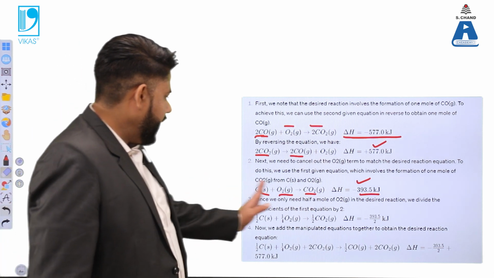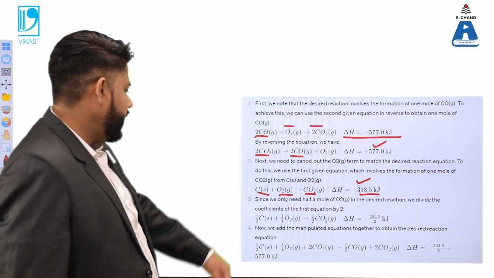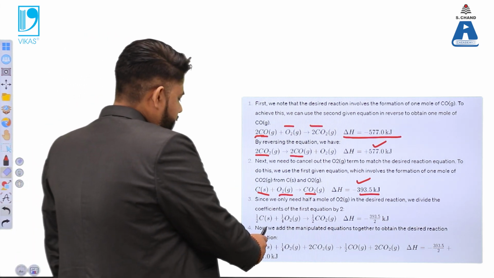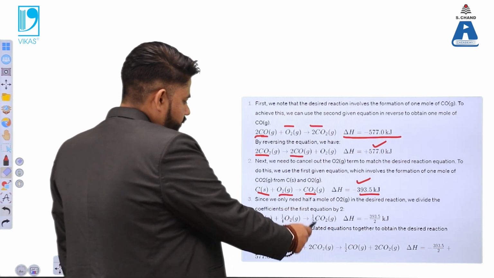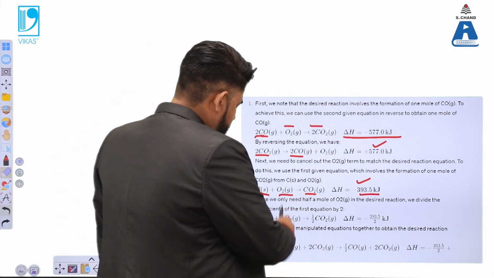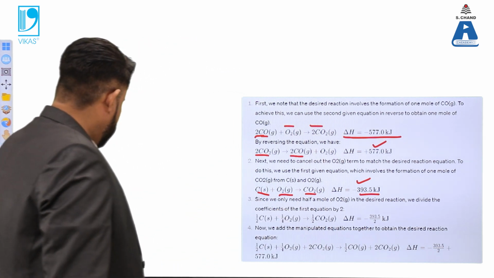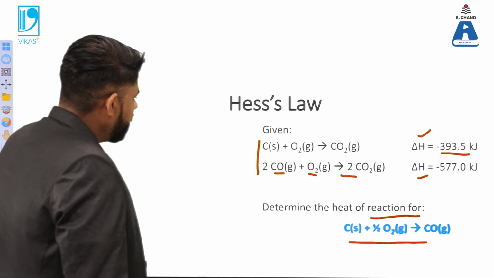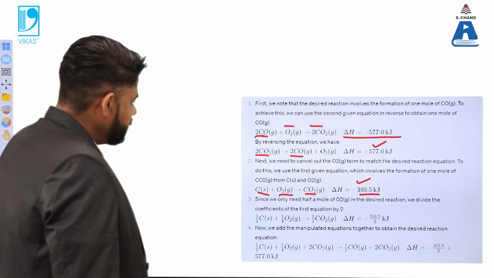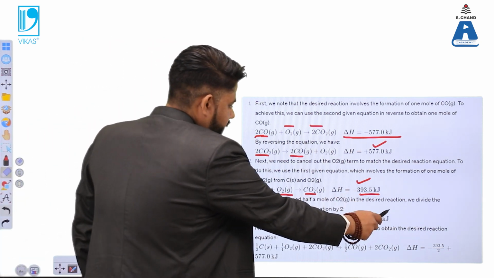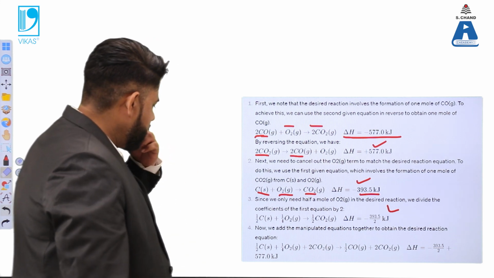Now what we will do, we will multiply the entire equation by half, and we will understand why we have multiplied it by half. So half of carbon plus half the value of oxygen, that will give you 1 by 4 value of oxygen, because it is already having that value. So this 393.5 will become half again. So the total heat of the reaction will become half.